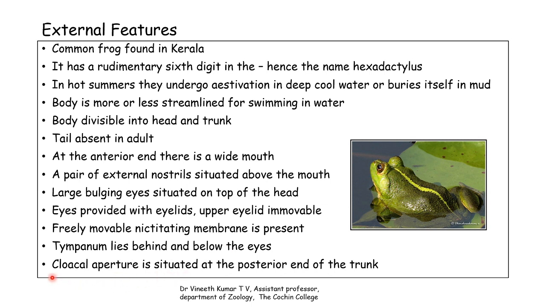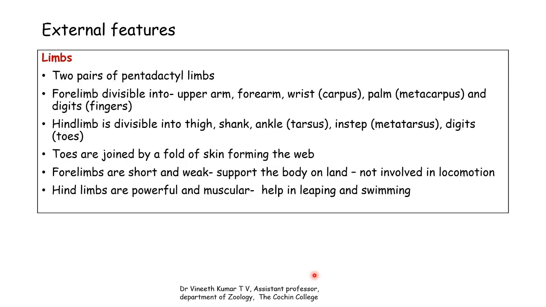The cloacal aperture. The cloaca is the common opening for the reproductive, the excretory, as well as the digestive system. The cloacal aperture is the opening of the cloaca to the outside, and it is situated at the posterior end of the trunk. Coming to the next external feature, the limbs, there are two pairs of pentadactyl limbs. Pentadactyly refers to five digits in both the forelimb and the hind limb, the fingers and the toes. And as we said, there is a rudimentary sixth digit in the hind limbs.